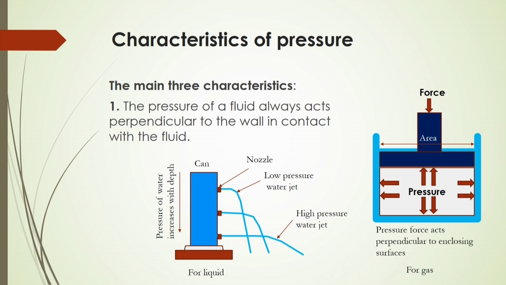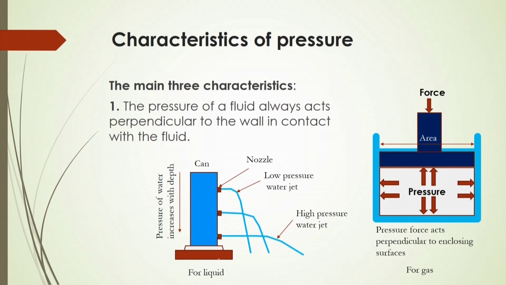Now, let us consider the characteristics of the pressure. The main characteristic is, first of all, that the pressure of a fluid will always act perpendicular to the wall in contact with the fluid. Here see the diagram for the liquid, whenever it is kept in a liquid column, you will see from the bottom to top how pressure acts on the surface of the container, and at the bottom the pressure will be higher.